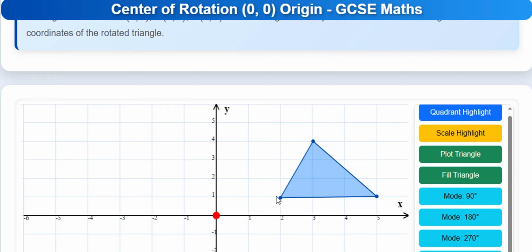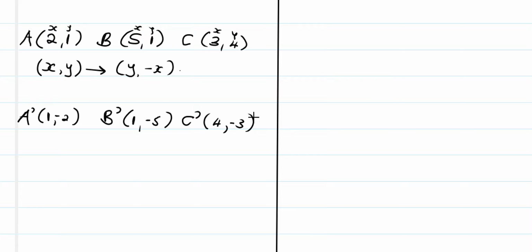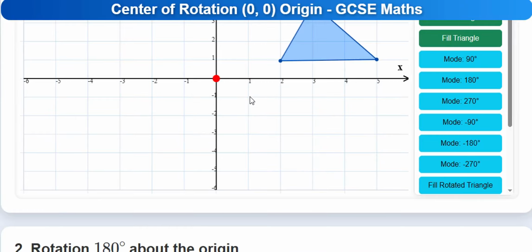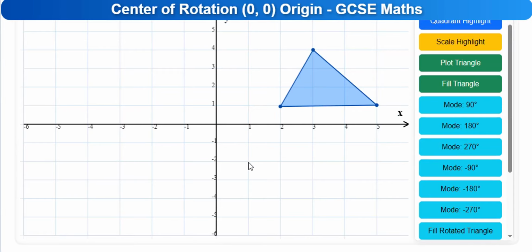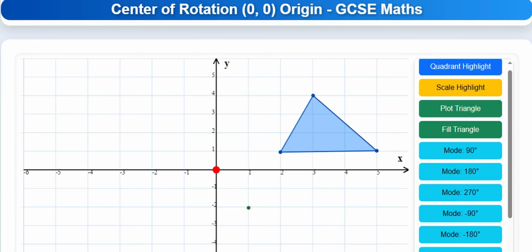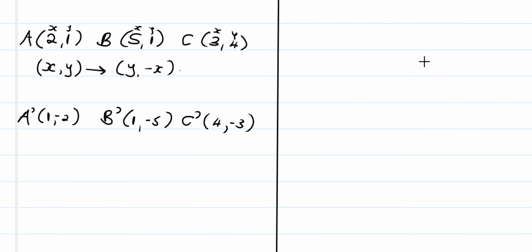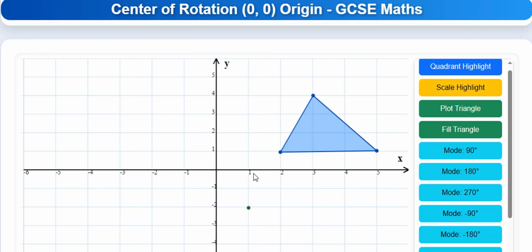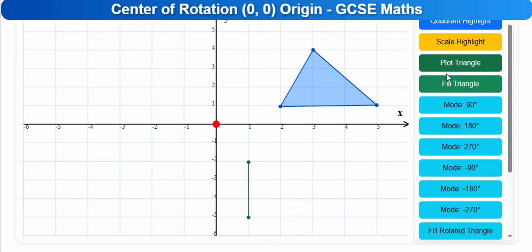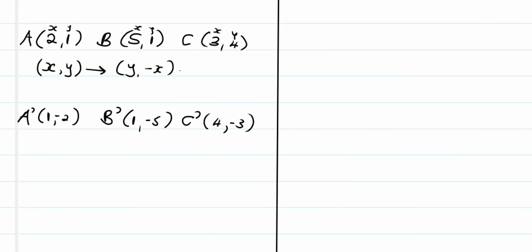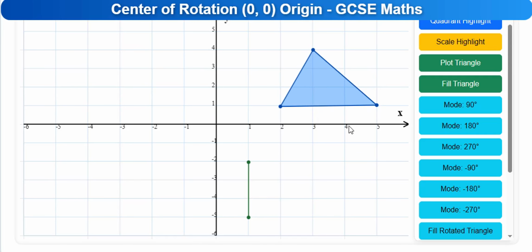But then the rotated one, rotated 90 degrees clockwise, has our new coordinates, which is (1, -2). So we come to the x-axis at 1, then -2 somewhere there. Then the second one is (1, -5), somewhere there. And then the last one is (4, -3). So 4, then -3 somewhere there. And now you have rotated that figure 90 degrees clockwise.